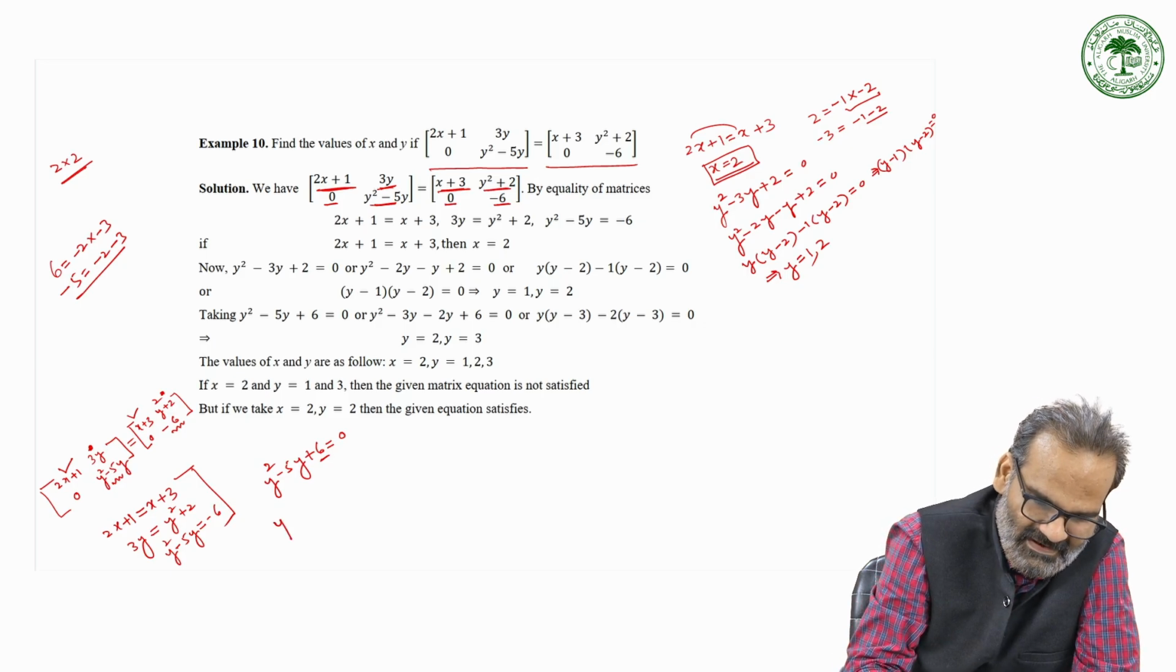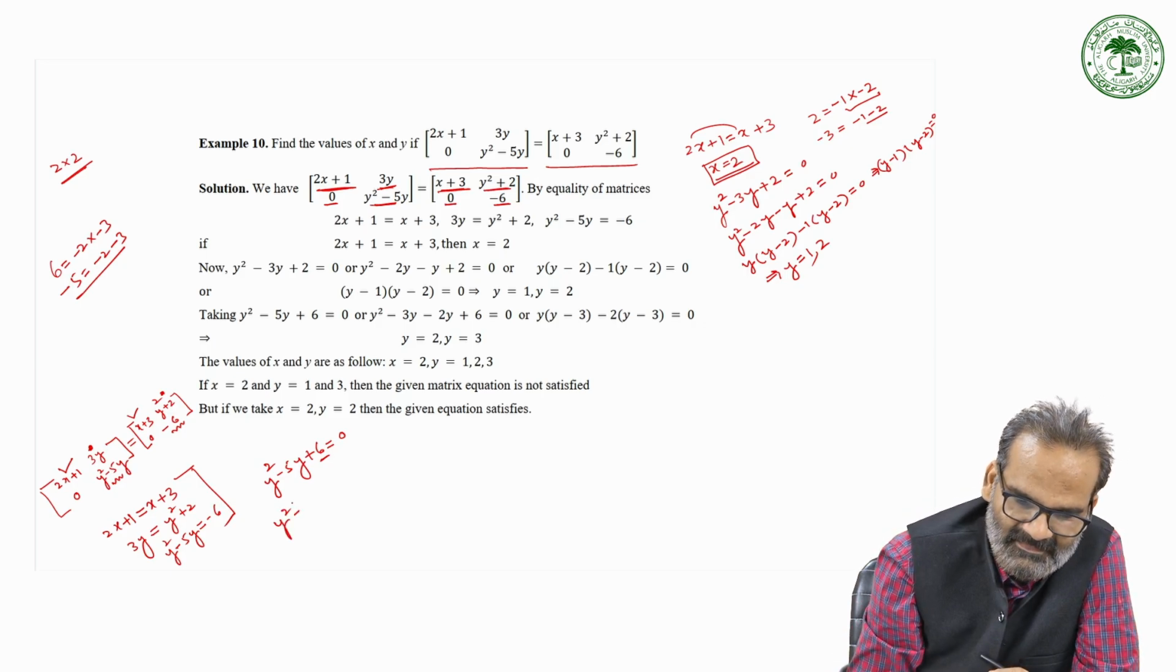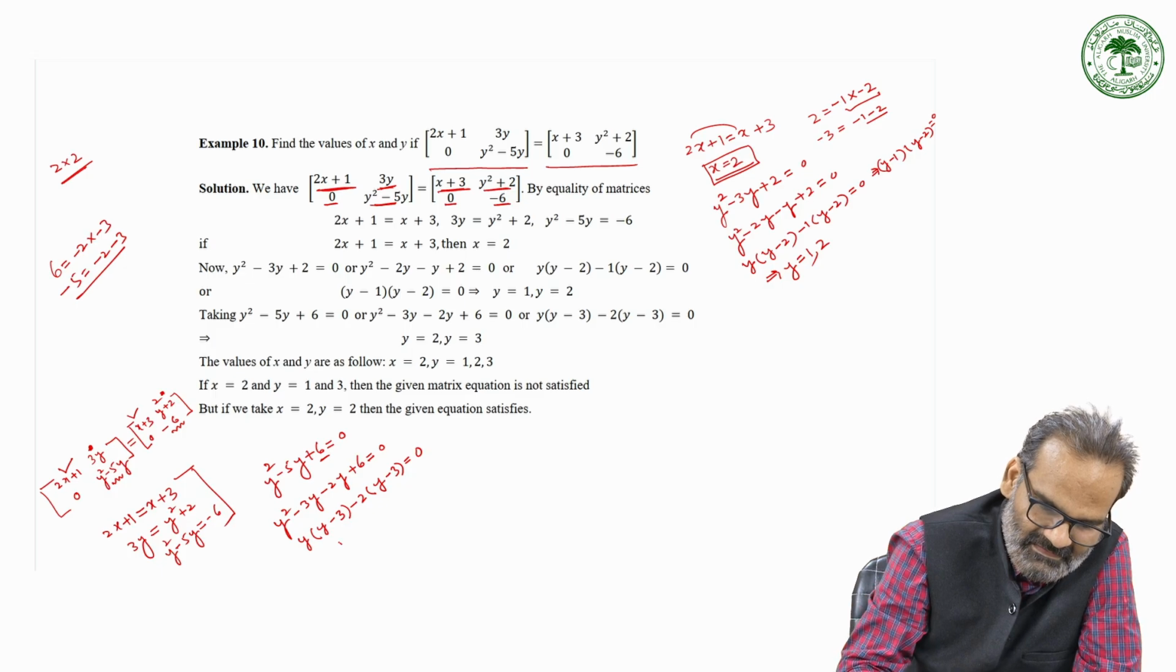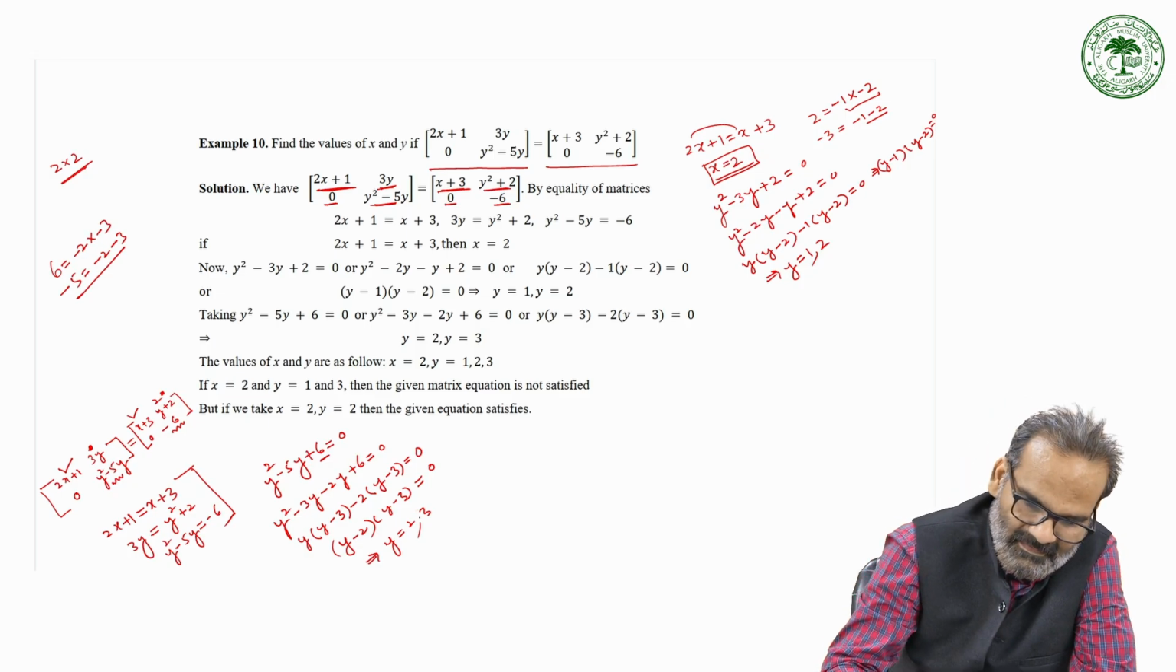So this can be written as y square minus 3y minus 2y plus 6 equals 0. Take y common, we get y minus 3. Take minus 2 common, we get y minus 3. This equals 0. So what you will get? y minus 2 and y minus 3 equals 0. So this implies y is 2 and 3, right?